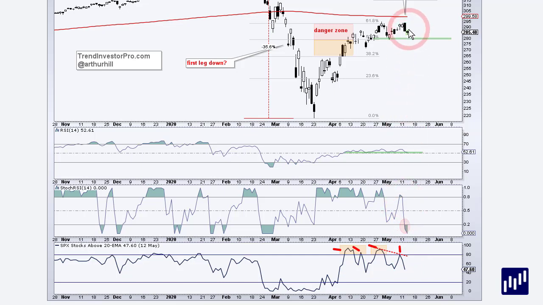And the second thing to look for would be a support break and an RSI break below 20.